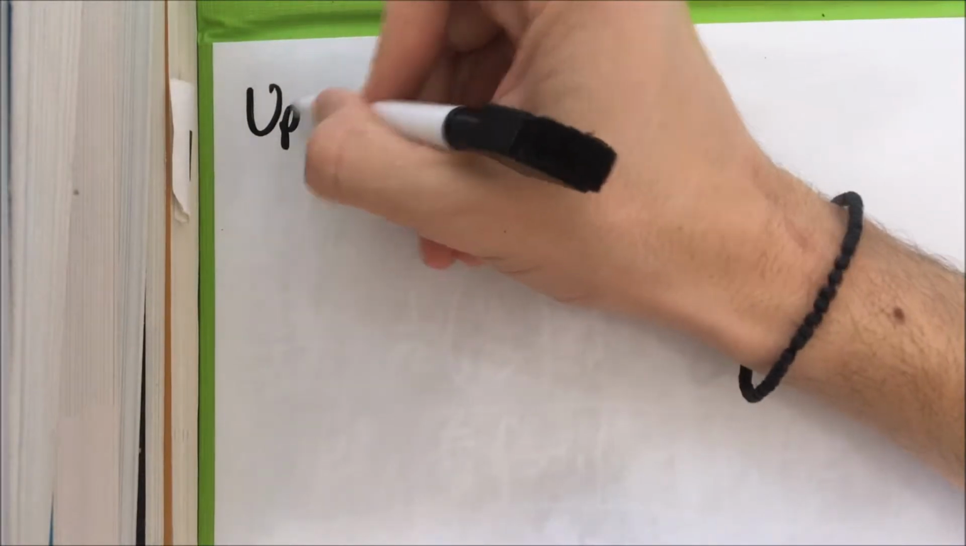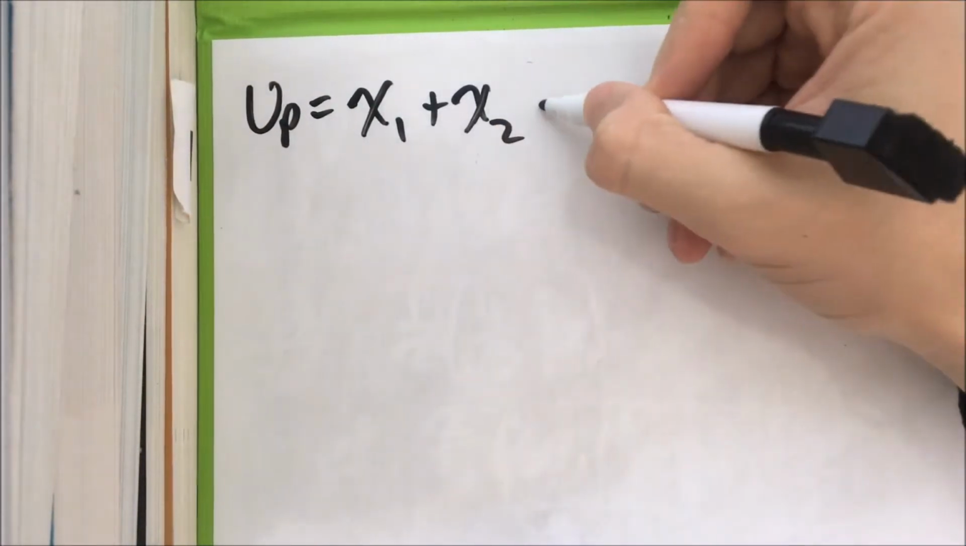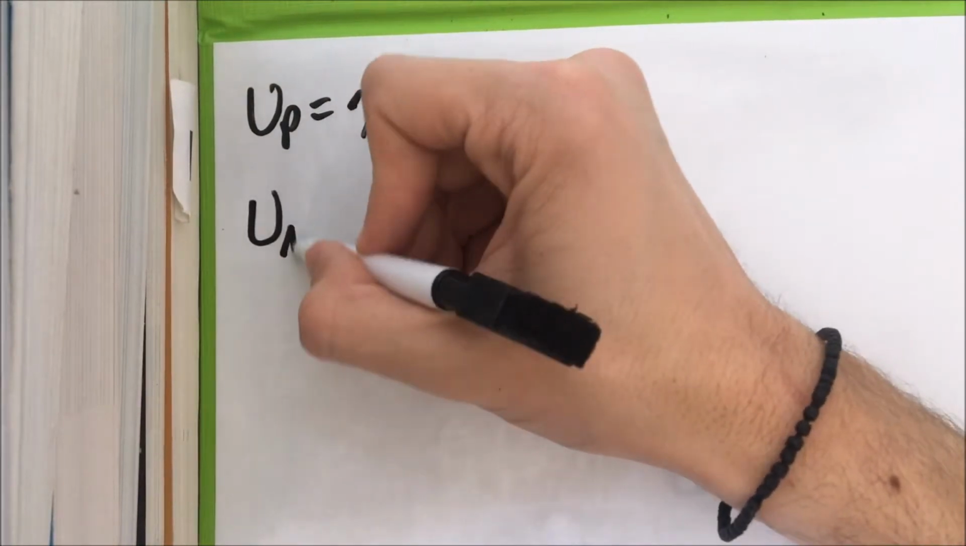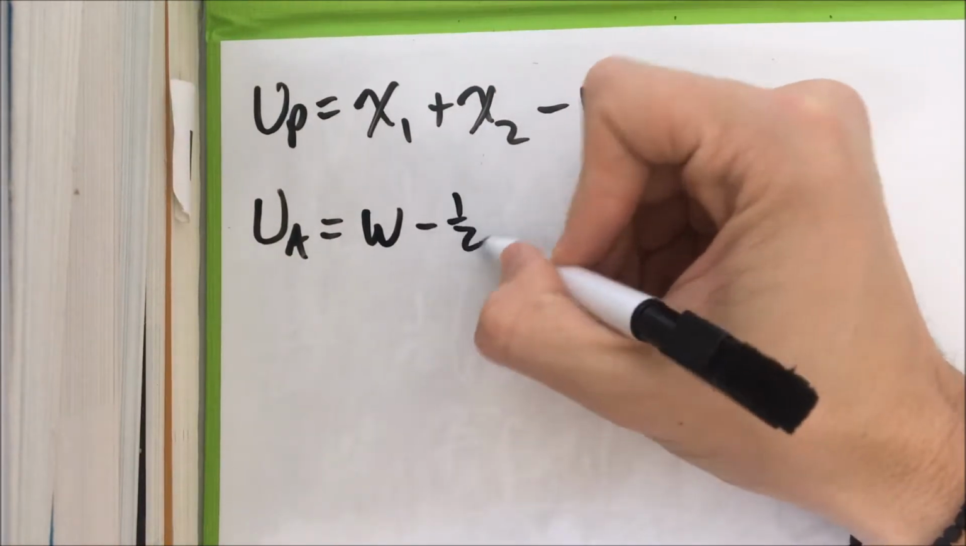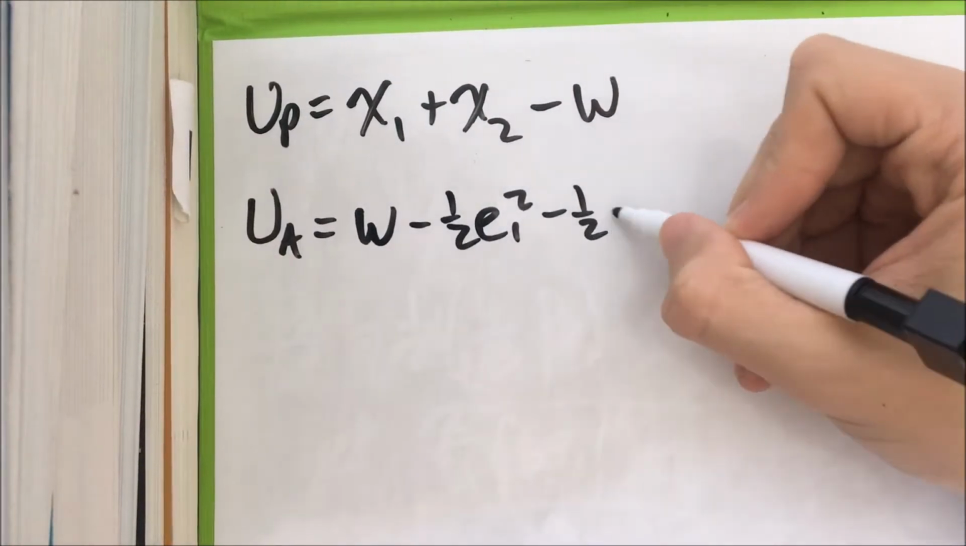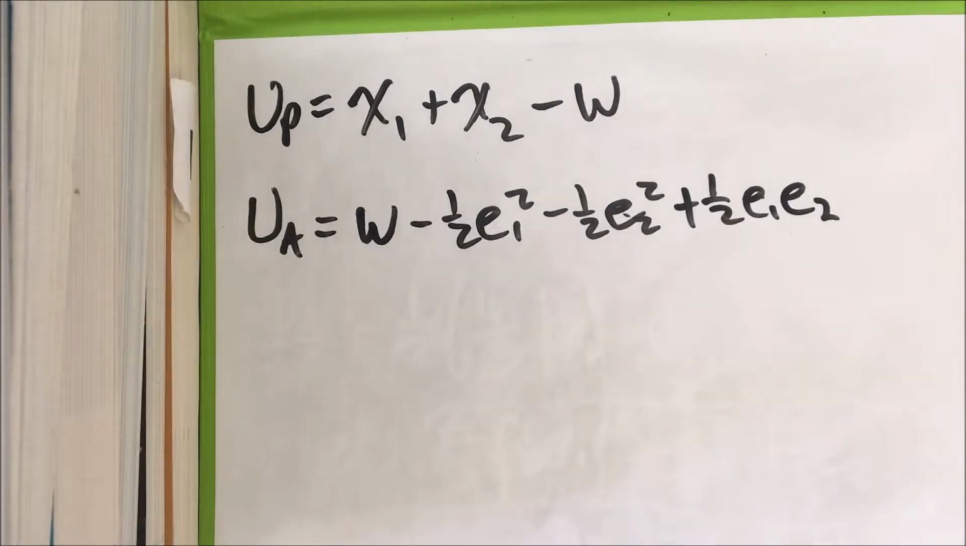All right, welcome back to a clear whiteboard. What we're going to do now is question 2b, which is the principal's maximization problem. So the principal, as we saw before, his utility was, let me just look at it quickly, x1 plus x2 minus w. And the agent's utility was w minus half e1 squared minus half e2 squared plus half e1 e2.